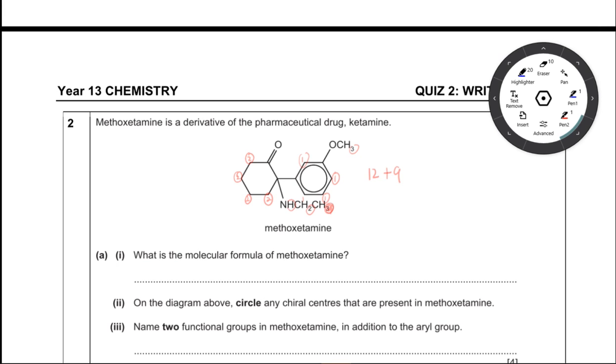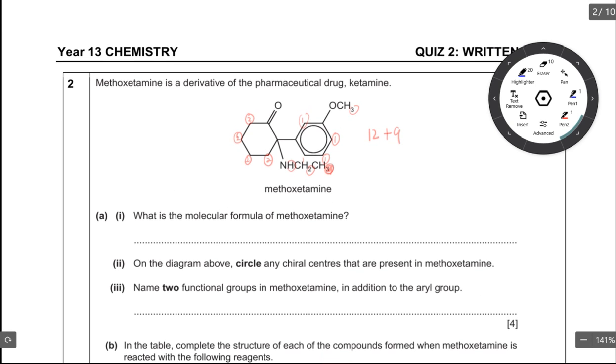Hi students, this one will be our question 2 discussion. So A1, what is the molecular formula of nitrosamine? First, you calculate the number of carbon. You have 1 carbon here, 2, 3, 4, 5, 6, 7, 8, 9, 10, 11, 12, 13, 14, 15. So I have C15 here.